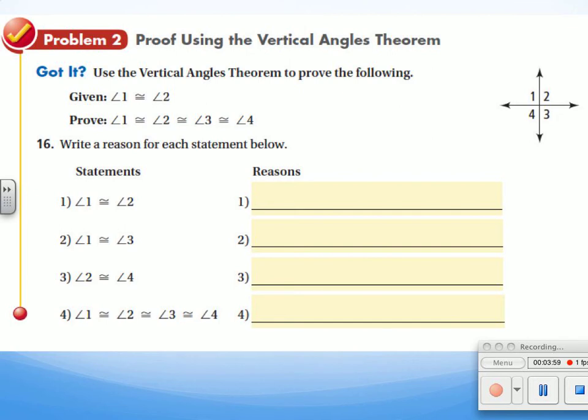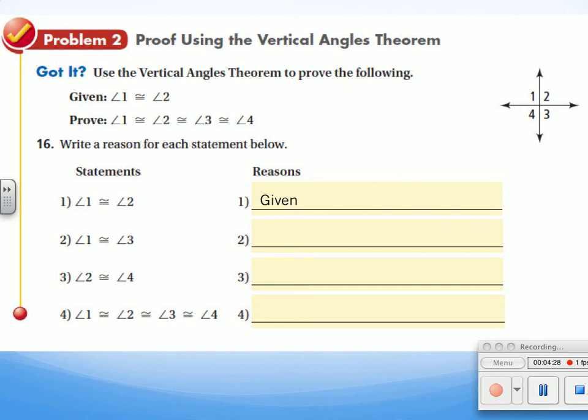The next thing we're going to look at is a proof using the vertical angles theorem. We're going to use the vertical angles theorem to prove the following. We are given that angle 1 is congruent to angle 2, and we want to prove that angle 1 is congruent to angle 2, which is congruent to angle 3, and is congruent to angle 4. First we start off, as in any proof, usually the given statement is the first step. So angle 1 is congruent to angle 2 is given.